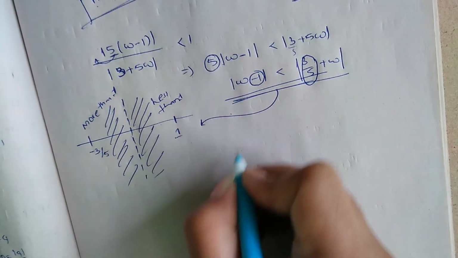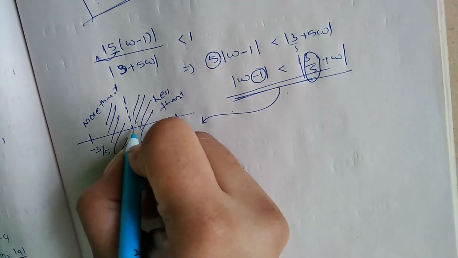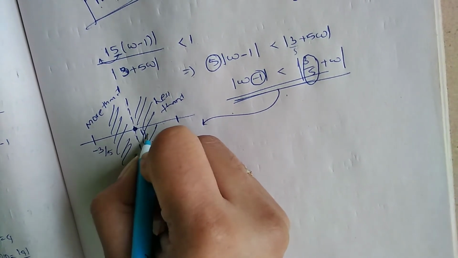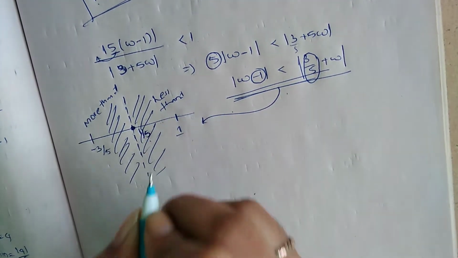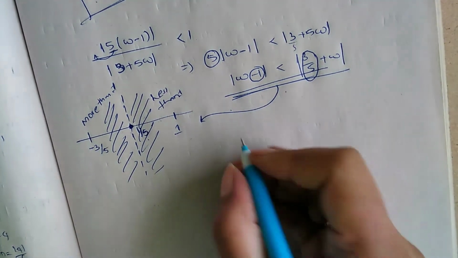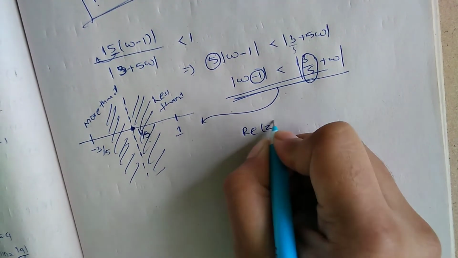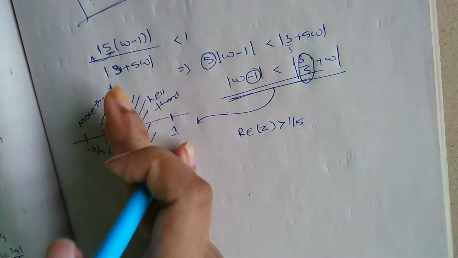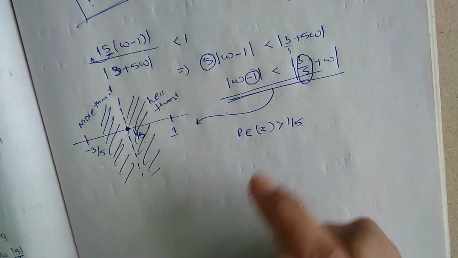This implies this, right? This means this only. So the possible point will be 1 by 5. You check, you'll get 1 by 5 only. Yes. So real part of z will be greater than 1 by 5. Sorry, greater than, right? Greater than 1 by 5.